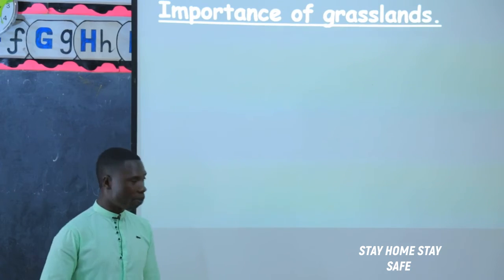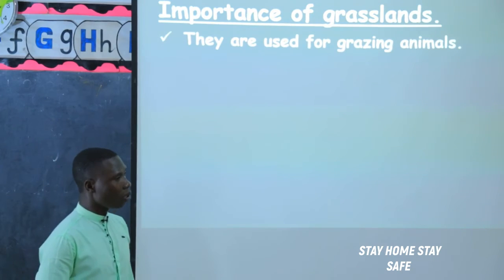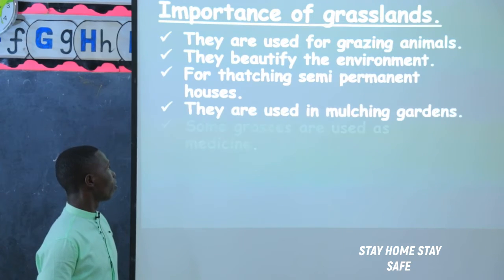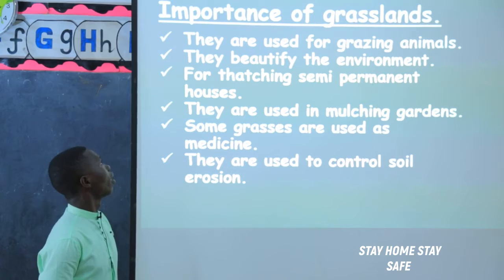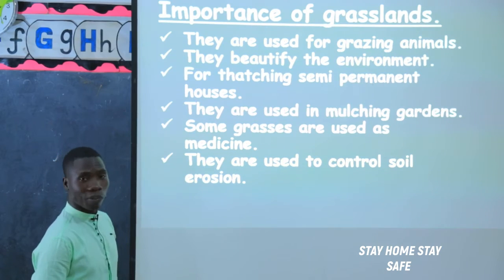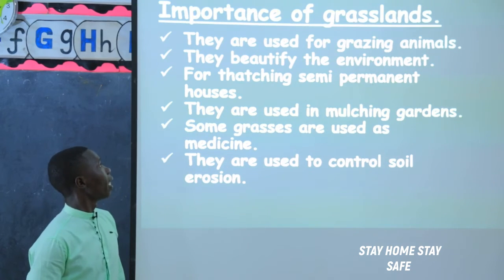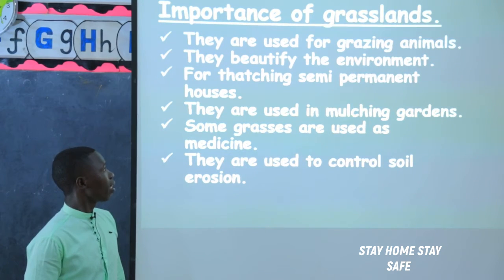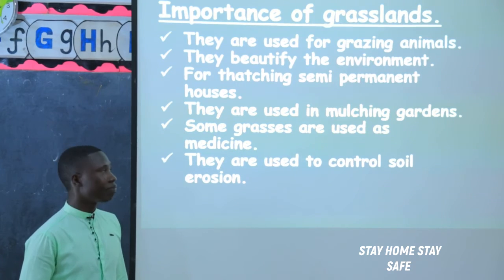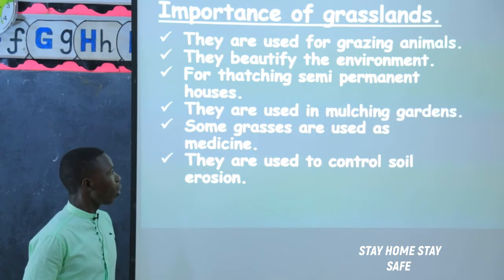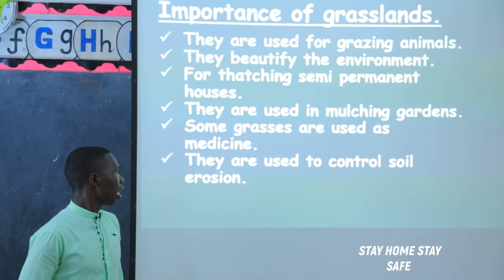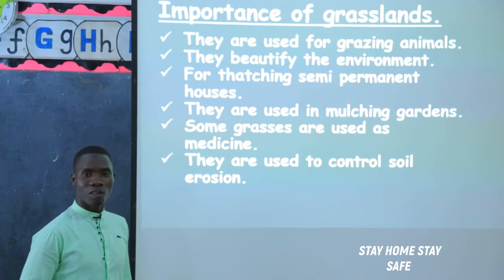How are they important to people, to animals, or in the environment? First, we can read through very fast and see them one by one. They are used for grazing animals. They beautify the environment. They are used for thatching semi-permanent houses. They are used in mulching gardens. Some grass is used as medicine, and they are used to control soil erosion.